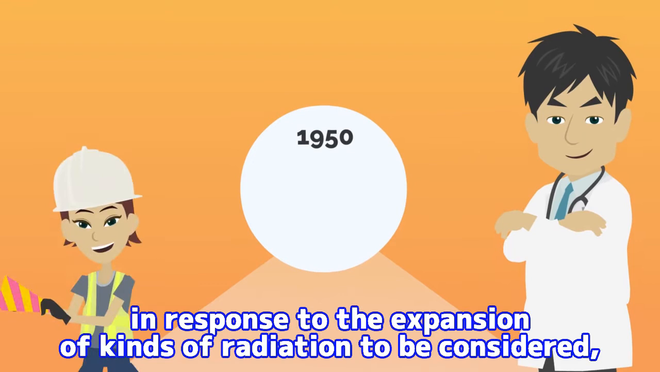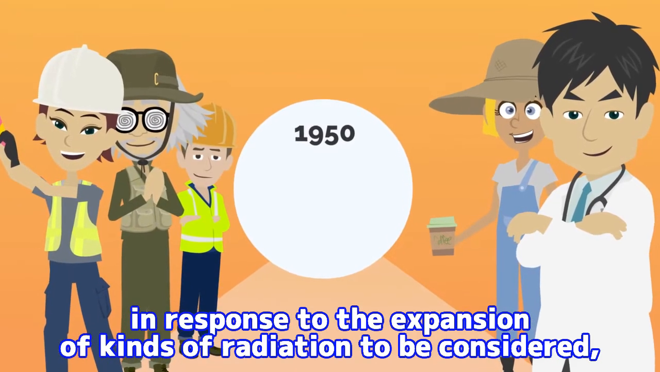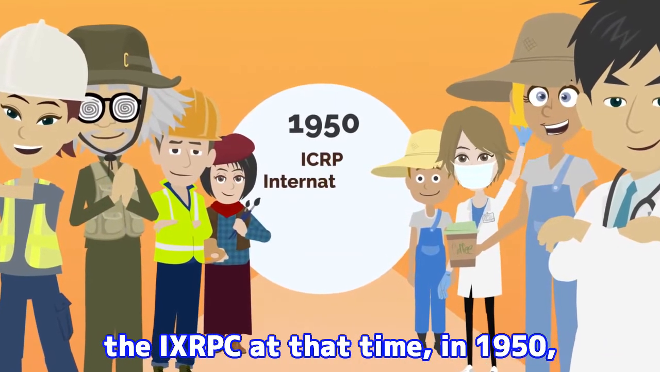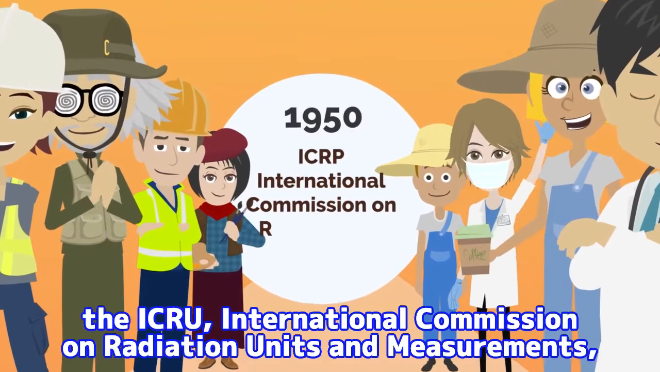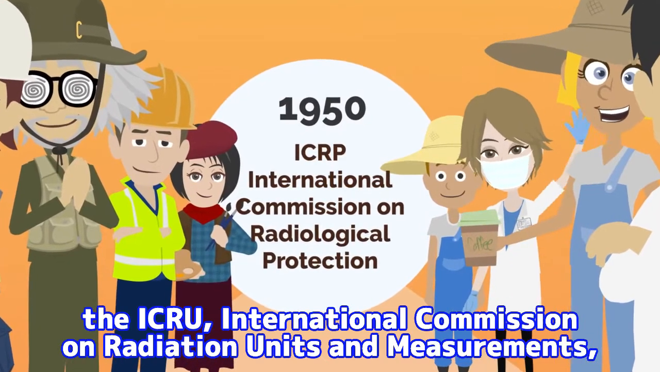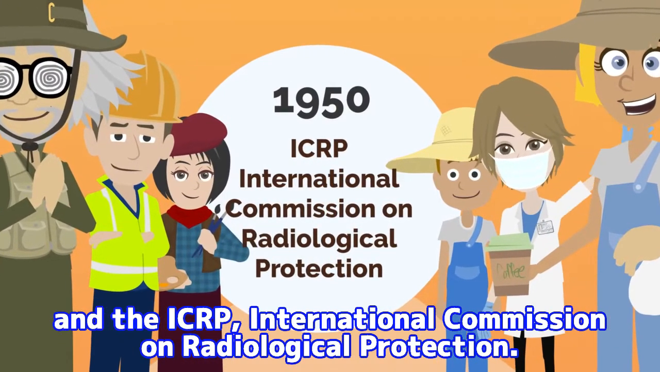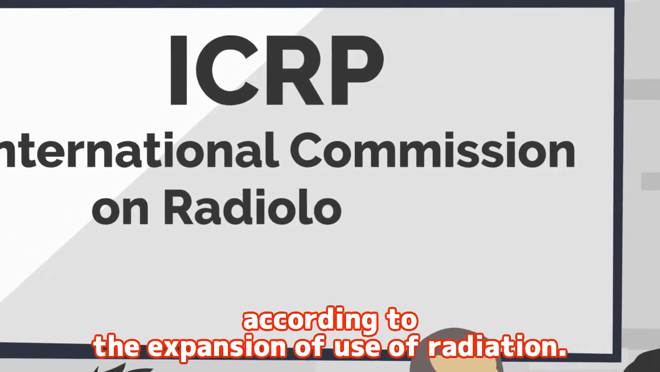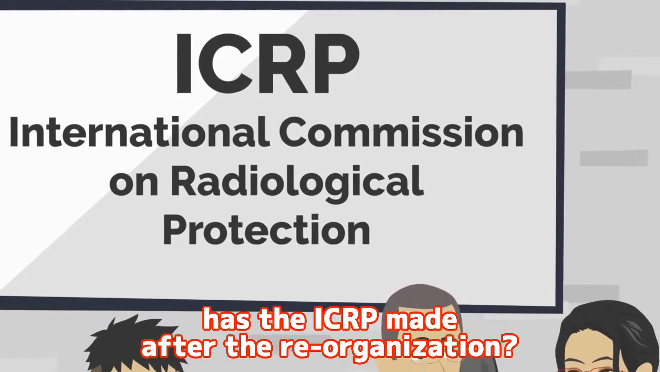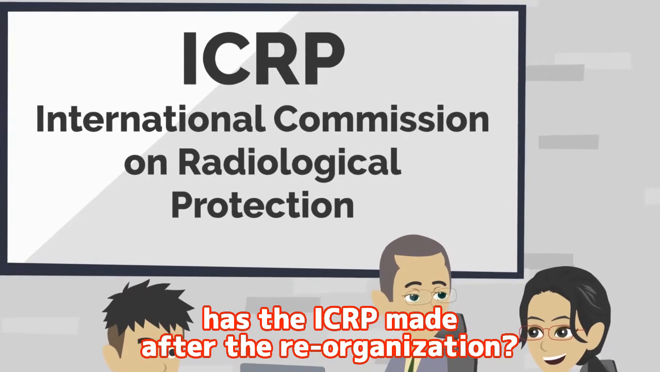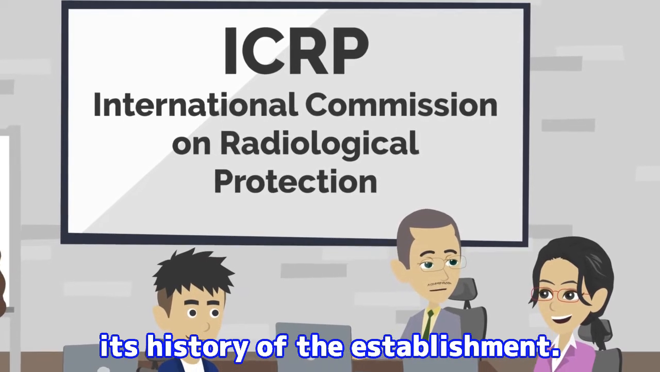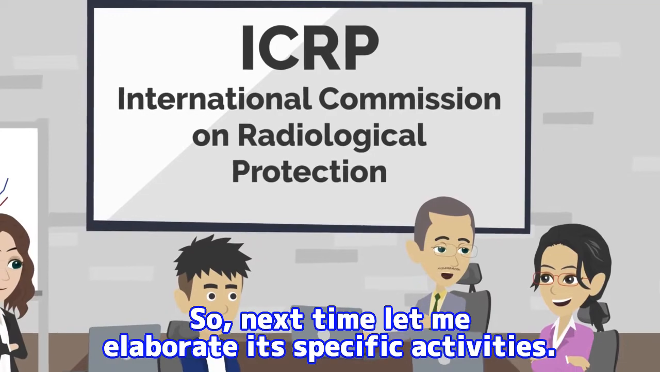Correct. As you mentioned, in response to the expansion of kinds of radiation to be considered, as well as expansion of kinds of people to be protected from exposure to radiation, the ICRPC at the time, in 1950, was reorganized into the ICRU, International Commission on Units and Measurements, and the ICRP, International Commission on Radiological Protection. I see. Its activities had been changed according to the expansion of use of radiation. Then, what kind of activities has the ICRP made after the reorganization? Well, this time I have talked about the ICRP, especially focusing on its history of establishment. So, next time let me elaborate on its specific activities.